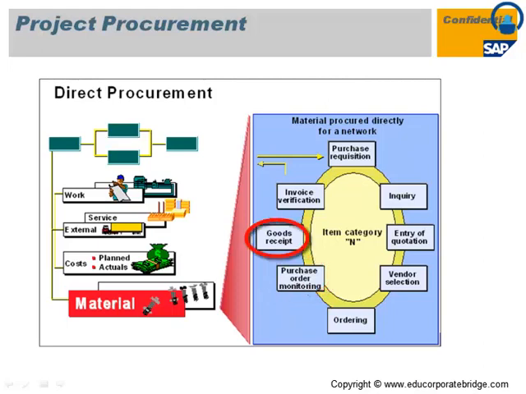The goods will be received under the store by the store department. And finally the invoice verification, where we need to make the payment to the vendor. This is a typical procurement cycle with respect to the project or with respect to a WBS or a network.